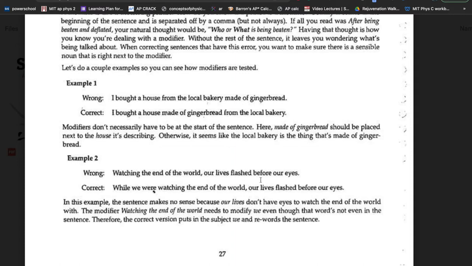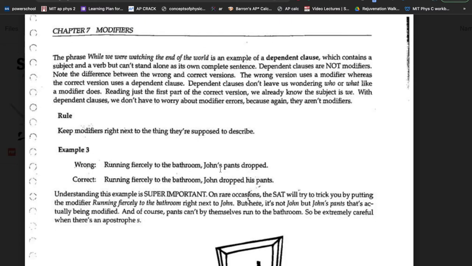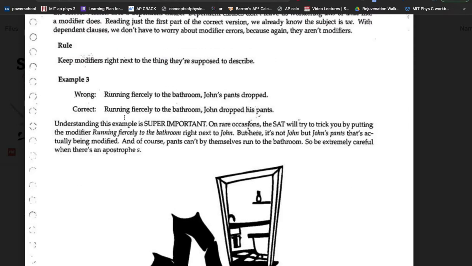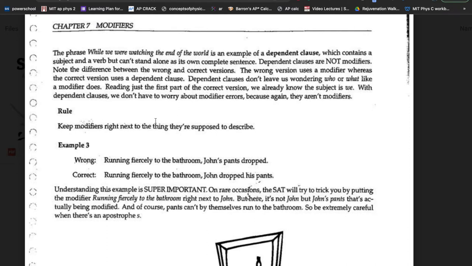You're watching the end of the world. I won't talk about the context here, but if that's what's happening, so be it. While you're doing that, your lives are flashing before your eyes. So this sentence makes much more sense compared to the first one, right? And so example three, let this be the last one, so I'm not being redundant.